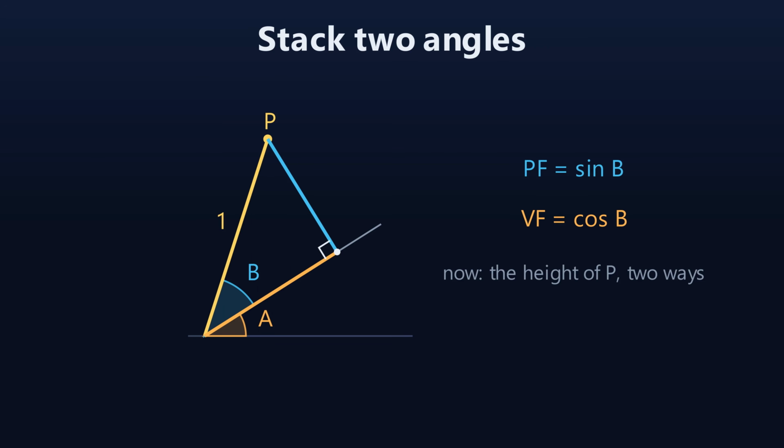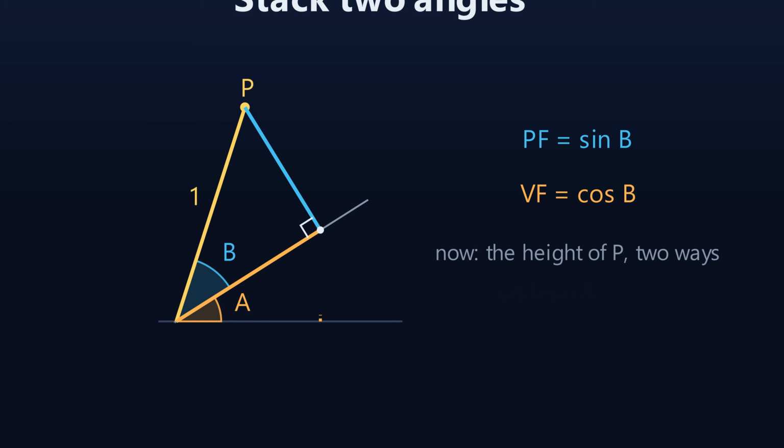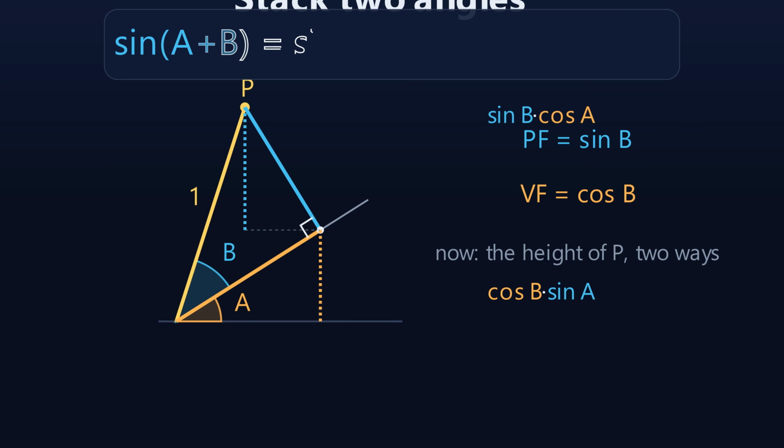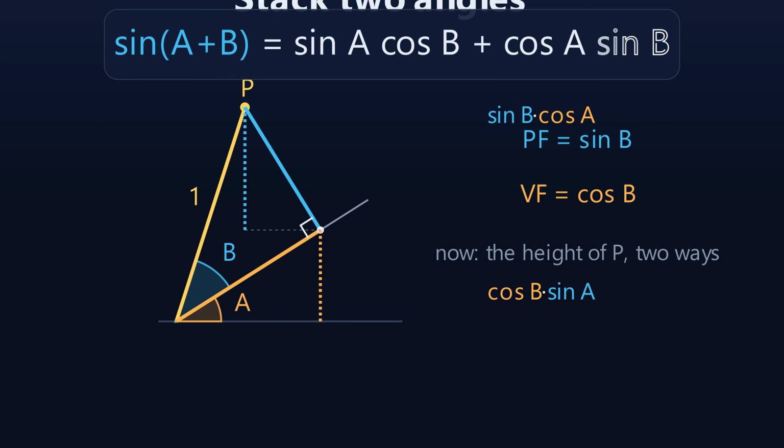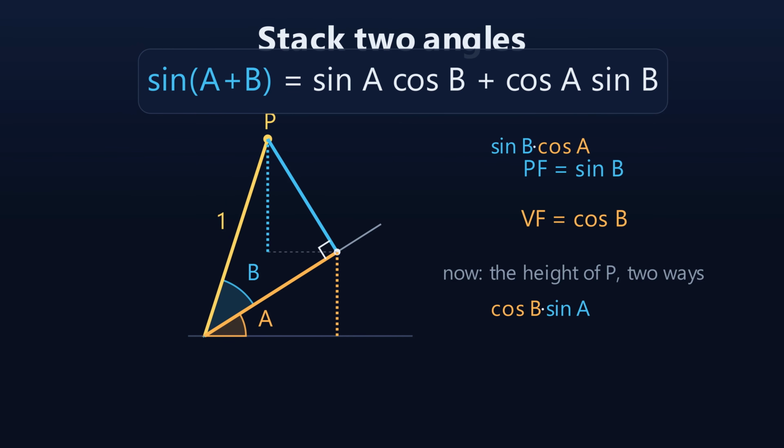Now the key move. The true height of P, above the real horizontal, is built from 2 pieces stacked on top of each other. The first piece, the base of length cosine B, lies at angle A, so its own height is cosine B times sine A. The second piece, the tilted segment of length sine B, contributes a vertical share of sine B times cosine A. Add the 2, and the total height of P is sine A cosine B plus cosine A sine B.